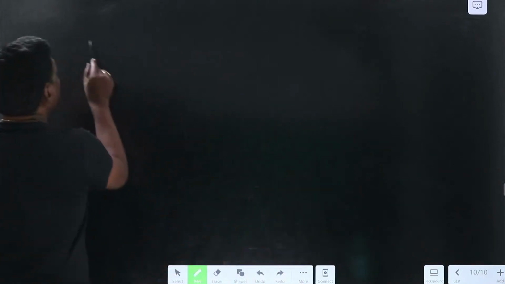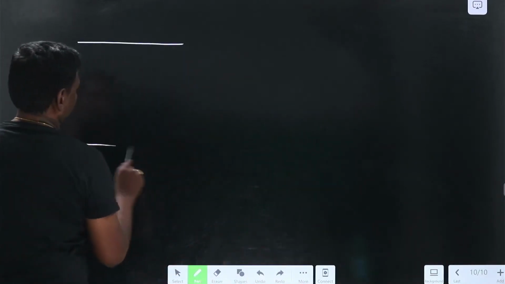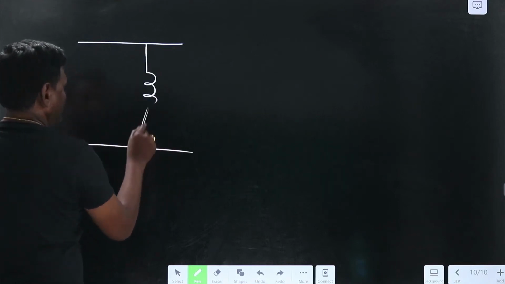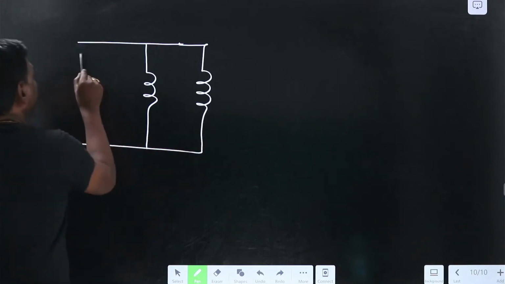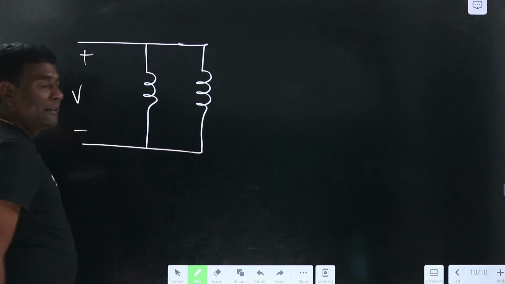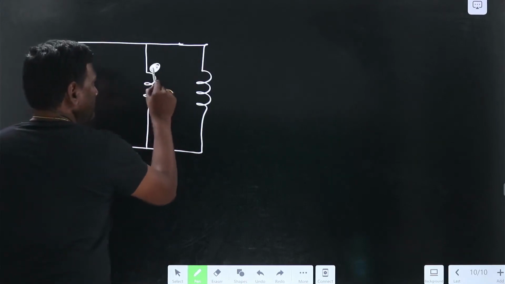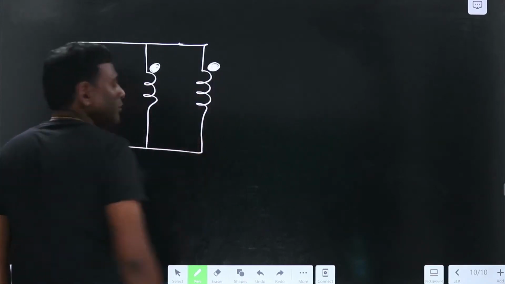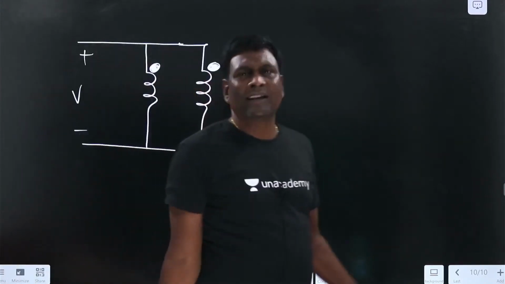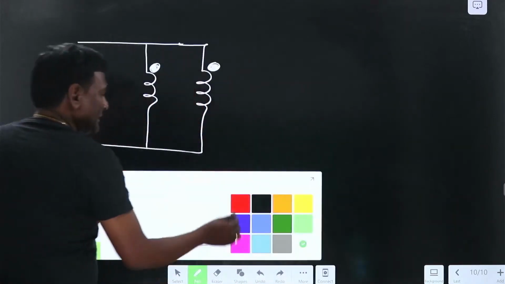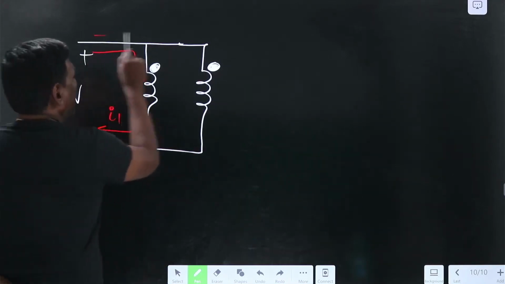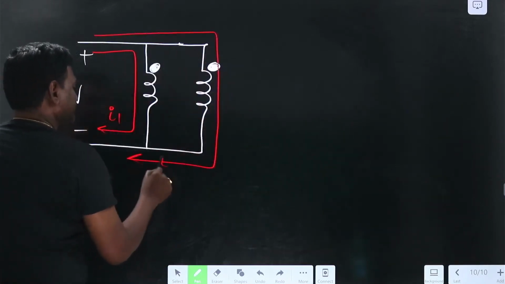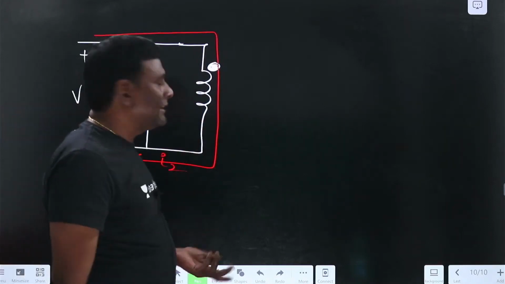Now we need one more equation, that is parallel. Let me think of the aiding direction only, because the subtractive direction I can directly get from there. If you want, you can derive it the same way. Now let us think of I1 like this, I2 like this. Now let us write the equations.